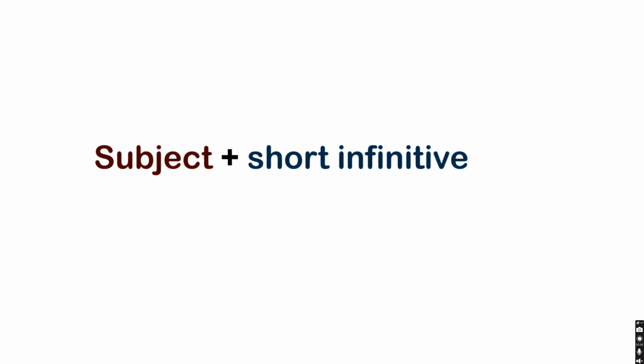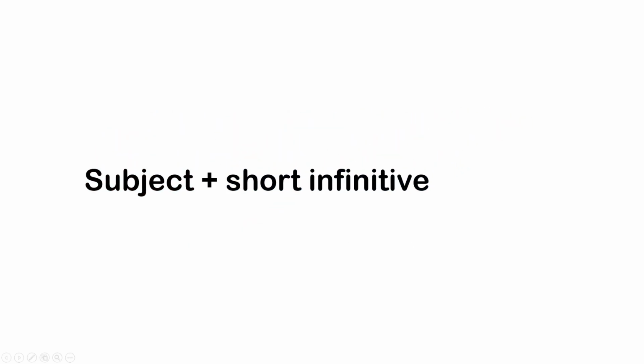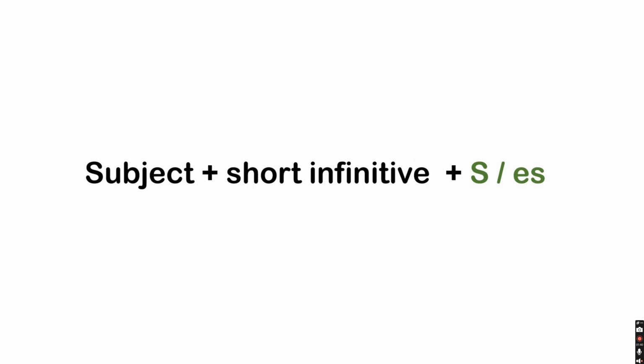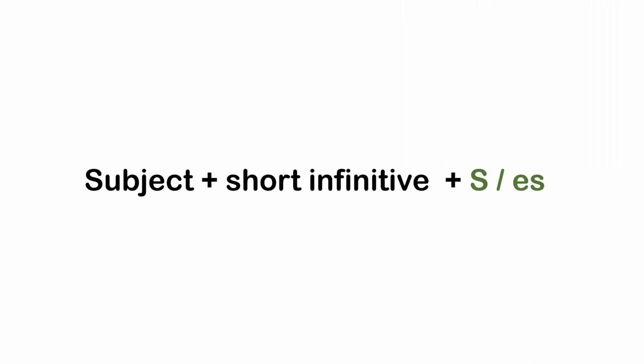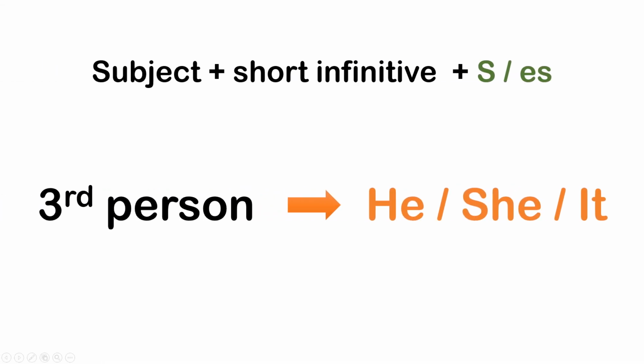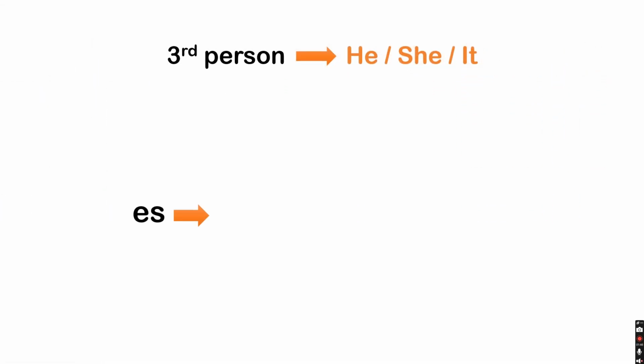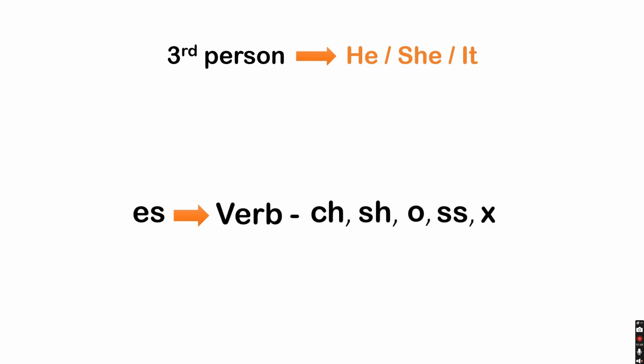Now, this is very important. In a very specific case, in the third person, meaning he, she, it, we add s or es. I will explain it in a moment. So, subject plus short infinitive plus s or es in the third person. Okay, so when do we add es? It's very simple. We add es at the end of our verb when the verb ends in ch, sh, o, ss, and x. Let's take an example to make things even more clear.